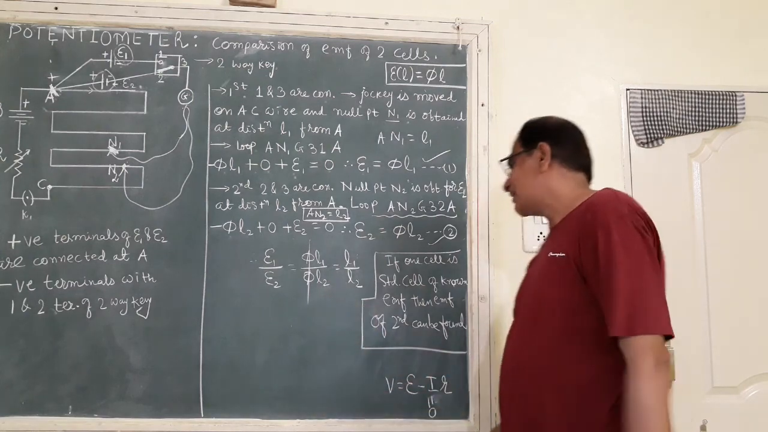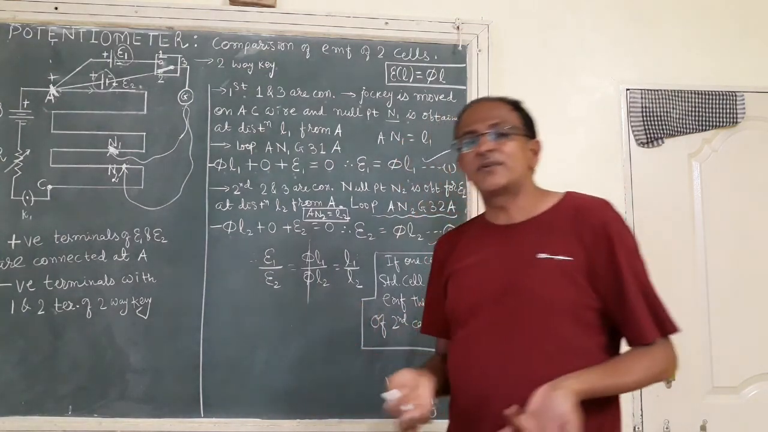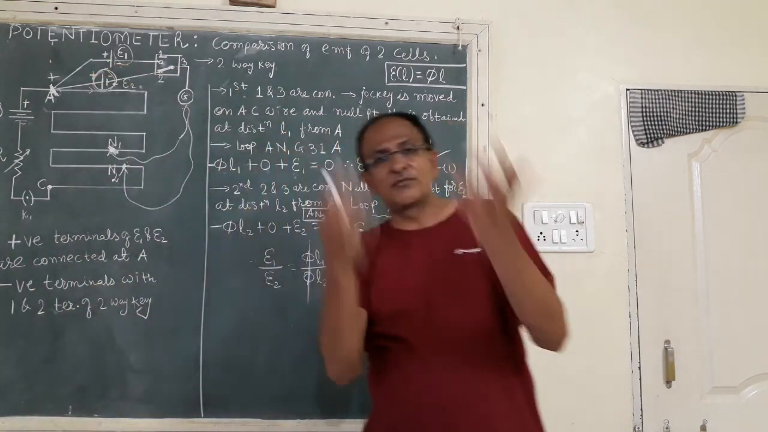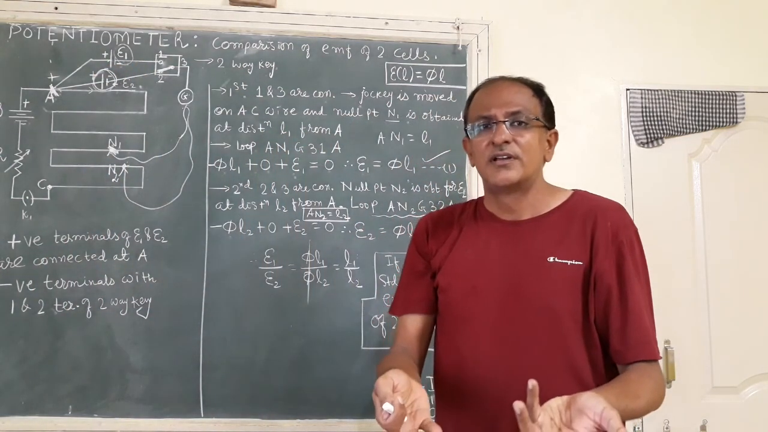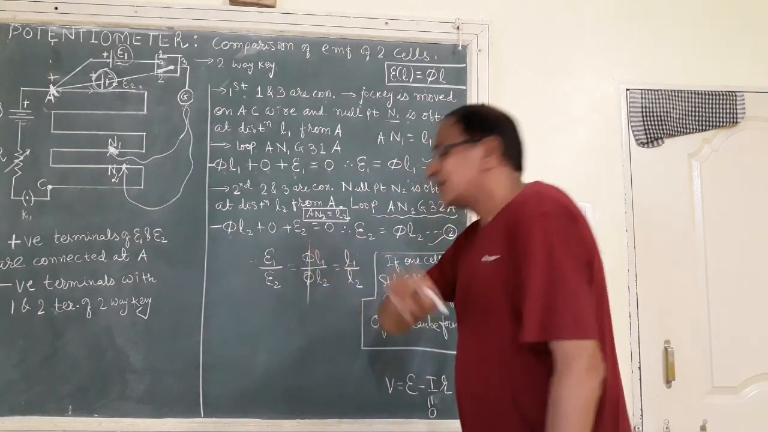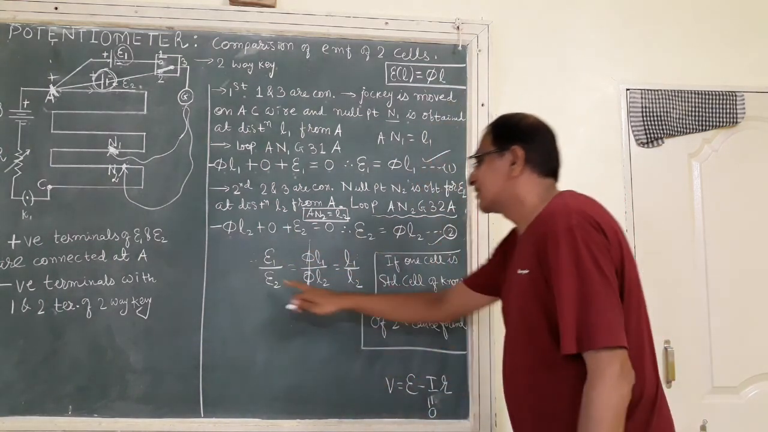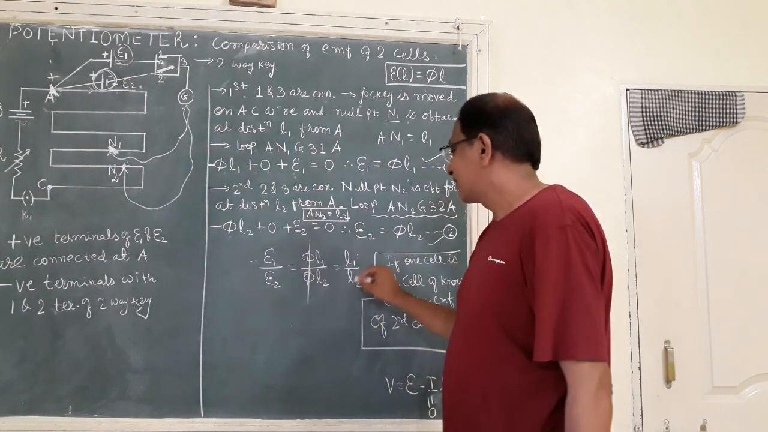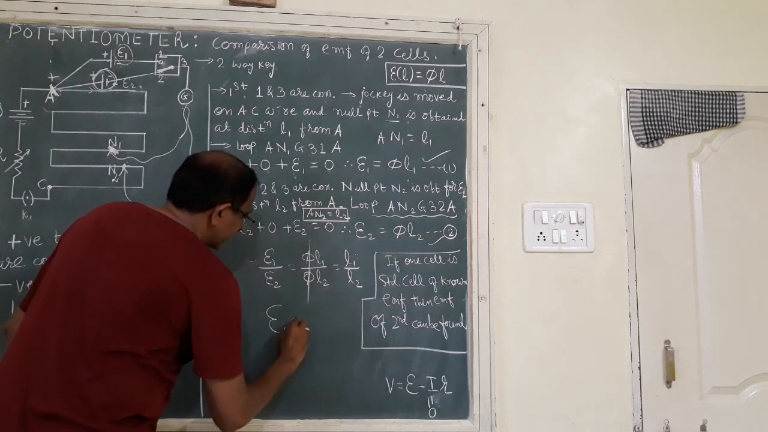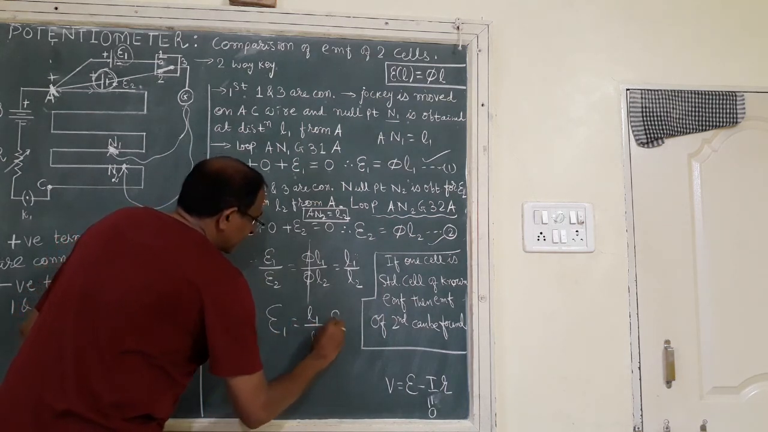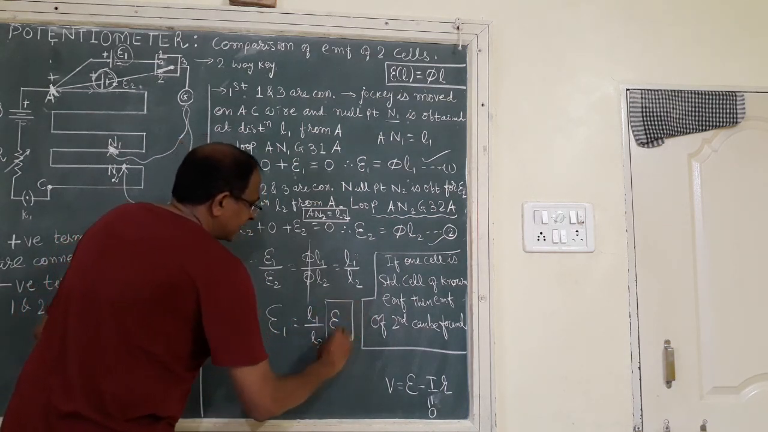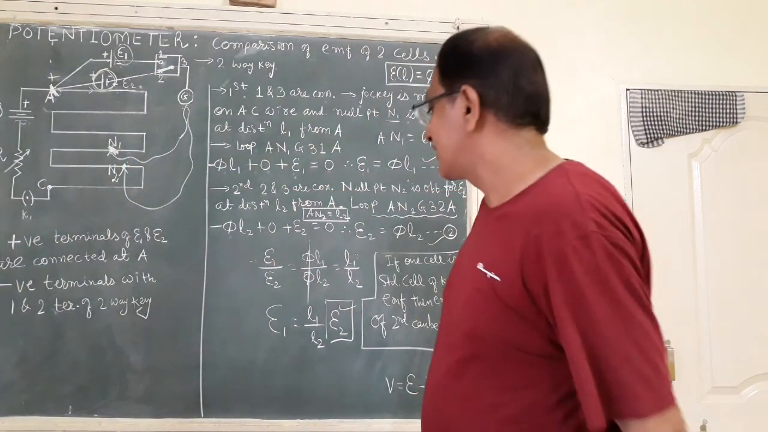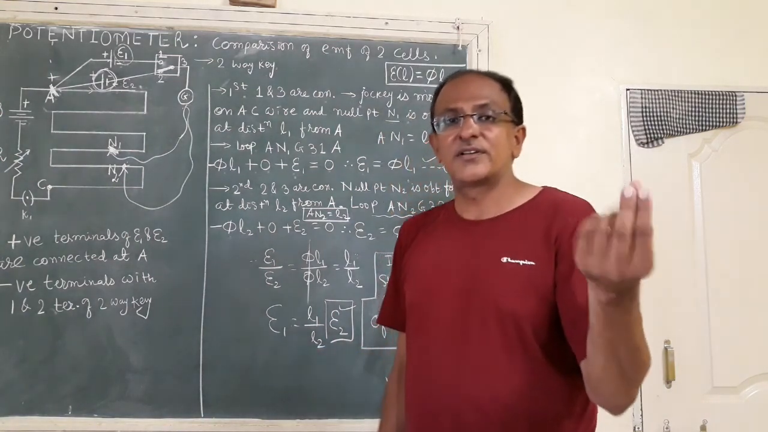If one of the cells is a standard cell, say the second cell is a standard cell whose electromotive force is known to you, then E1 can be obtained. You just have to make E1 the subject of the formula. So E1 will be equal to L1 upon L2 multiplied by E2. This value is known to you since it is a standard cell, so you can identify the electromotive force of the first cell.